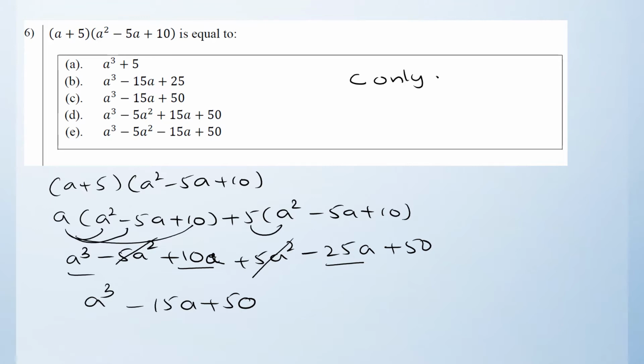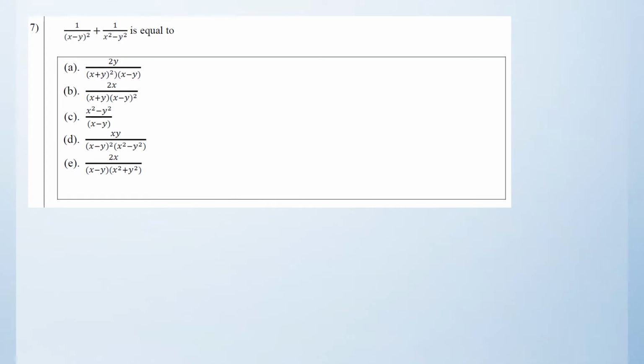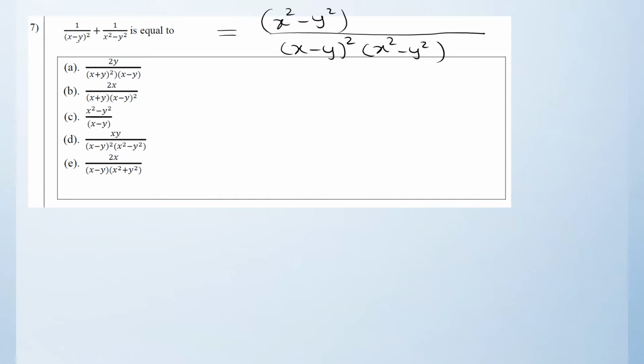Question number 7. We have to simplify this. So the common denominator is x minus y complete squared, x squared minus y squared. In the numerator, these two will be cancelled, then we have x squared minus y squared here, plus x minus y complete squared. Simplify further. In the first bracket, in the numerator, we have a difference of two squares. So we can factorize that as x minus y into x plus y, plus x minus y complete squared.